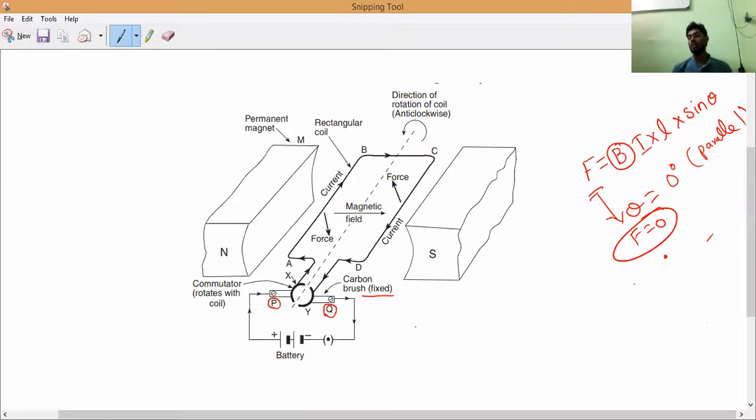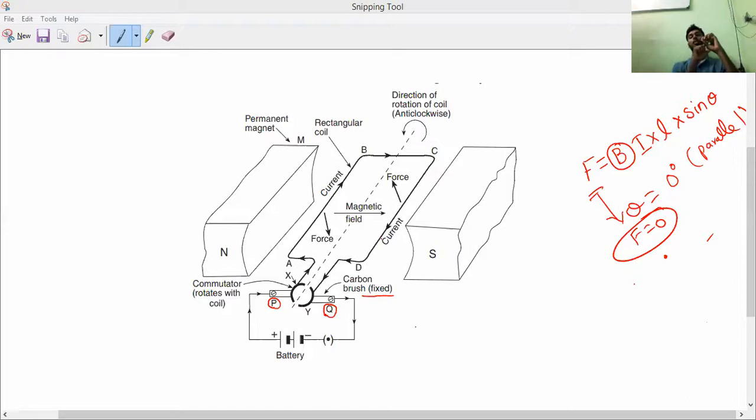So why, as I told you already, should we not attach the battery's positive and negative terminals directly to the commutators? Why, guys? Because when the commutators are spinning, the electric wire will also start spinning around them, and it will break at some point. That is the reason we are not supposed to attach the positive and negative terminals directly to the commutators. We have to make two fixed points called carbon brushes.